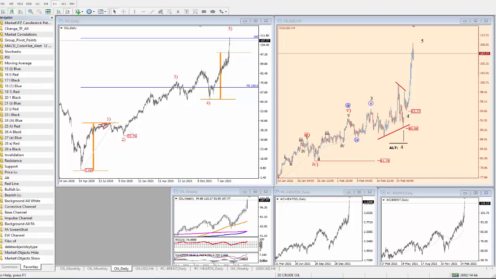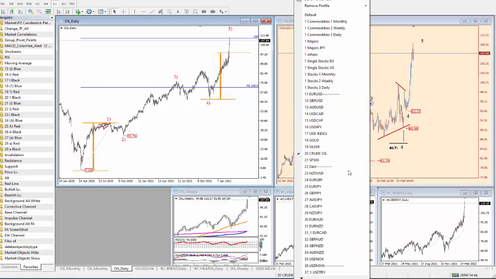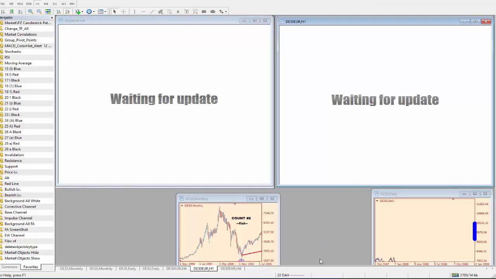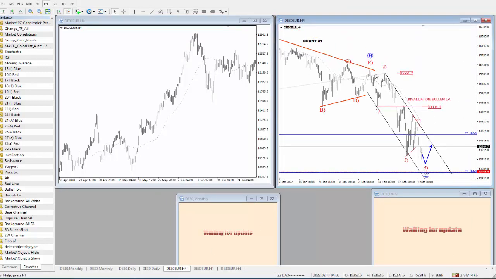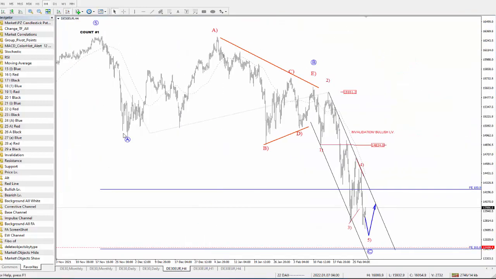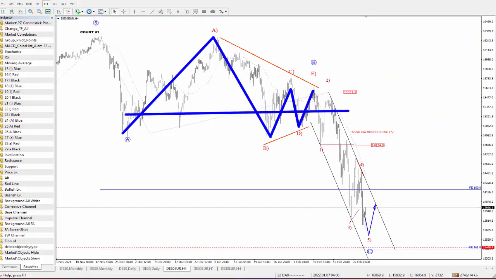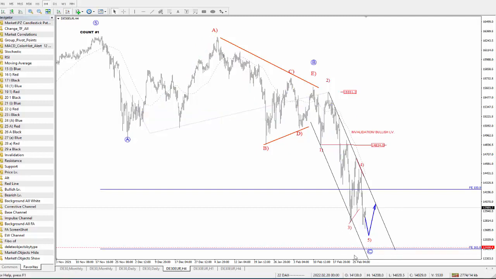Now let's take a look very quickly at the German DAX, since we mentioned it earlier. Here on the German DAX, notice that I can count 5 waves down after a recent breakout of this triangle pattern. These 5 waves down may suggest that we could be very close to potential very strong support. So watch out for a potential rally, even if just short term in 3 waves.